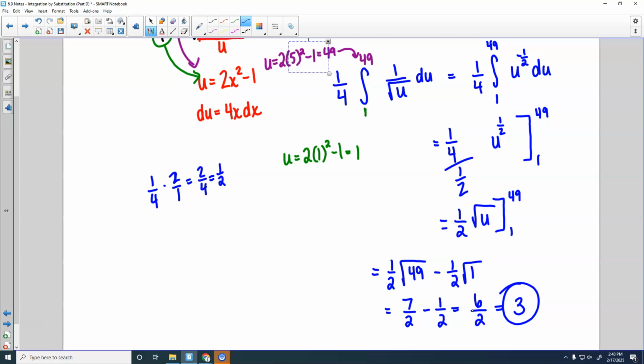Okay, the majority of what you're doing is the same as what we've already been doing. The difference is that you're doing a definite integral, so you're going to change your limits, and you've got that last part where you have to plug those numbers in. Okay, questions?